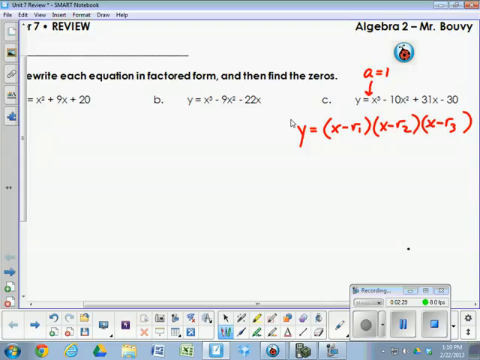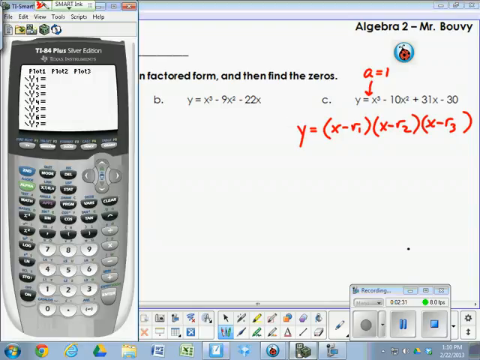So let's take a peek at the calculator and see what we're looking at. So we have x cubed minus 10x squared, thank you, plus 31x minus 30. We're hoping to see 3 roots. Let's see if they're all on the screen. Ready? Zoom 6. It looks like maybe 2, 3, and 5 are the roots.